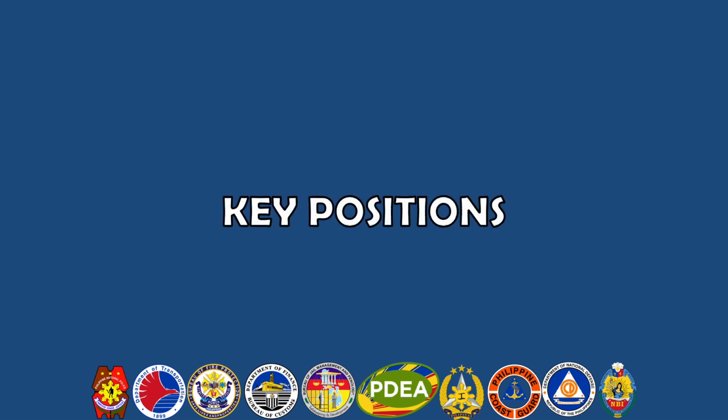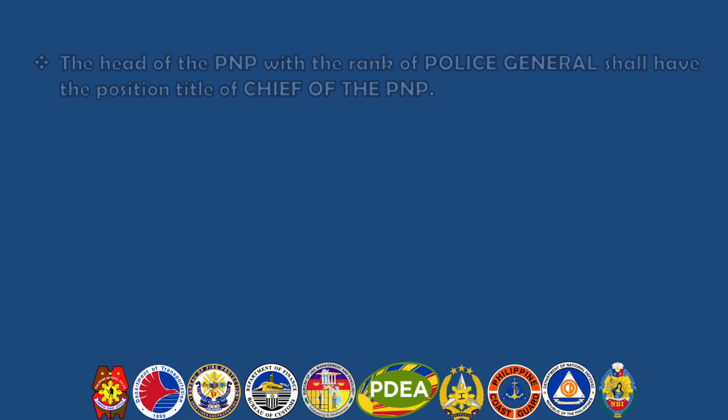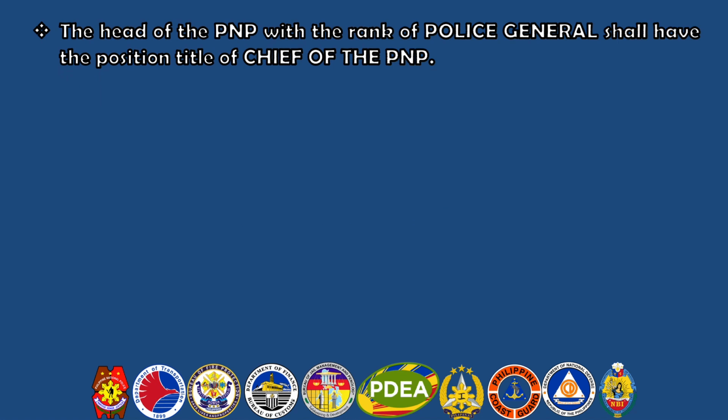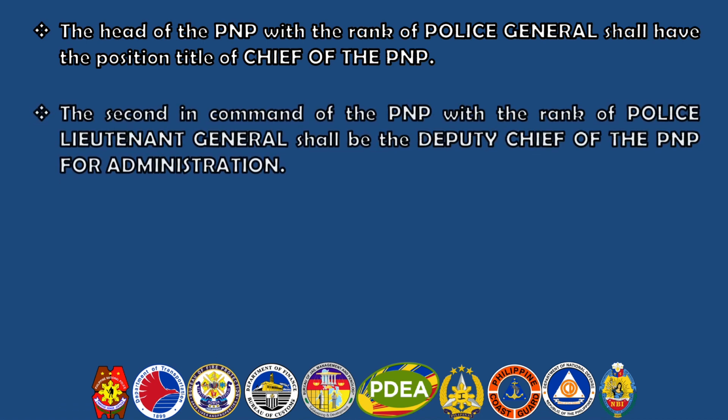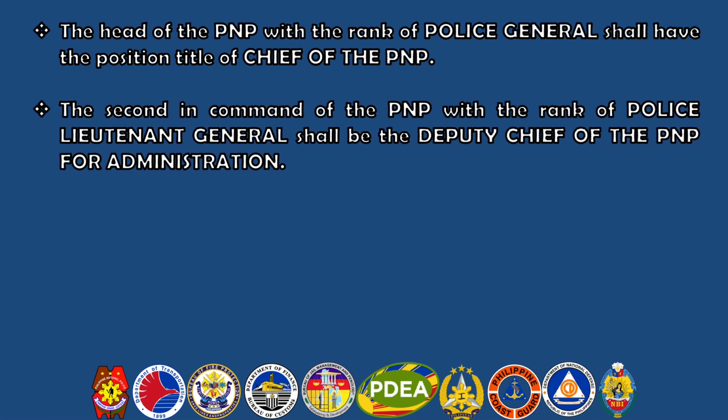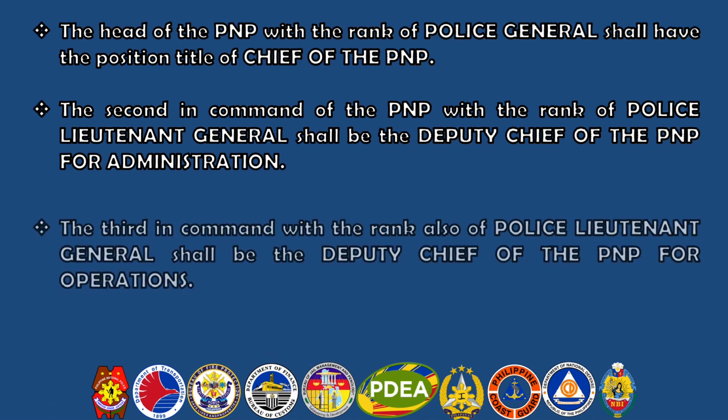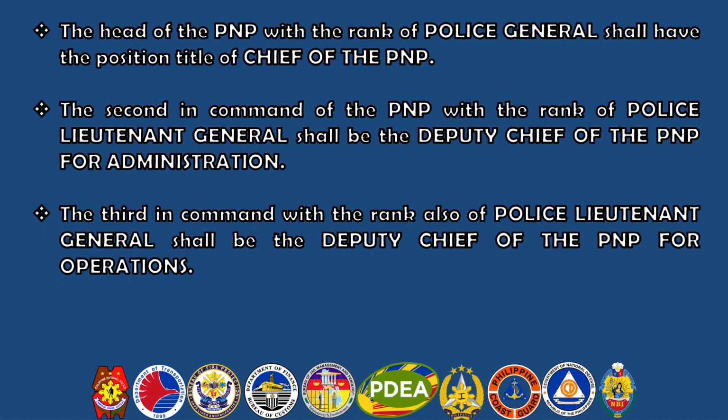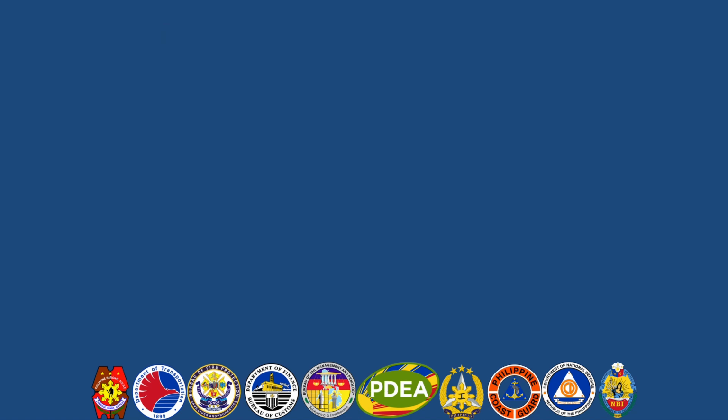Next would be the key positions of the PNP. The head of the PNP with the rank of Police General shall have the position title of Chief of the PNP. The second in command of the PNP, with the rank of Police Lieutenant General, shall be the Deputy Chief of the PNP for Administration. The third in command is the Deputy Chief of the PNP for Operations, with the rank of Police Lieutenant General.